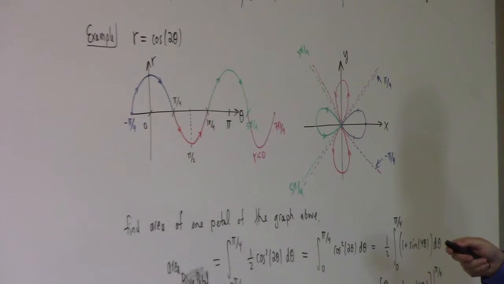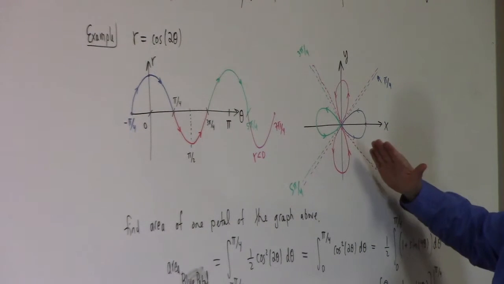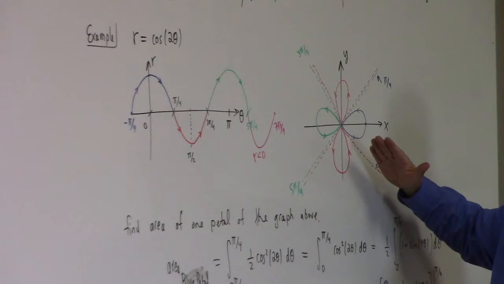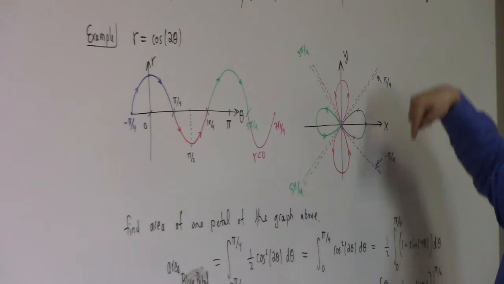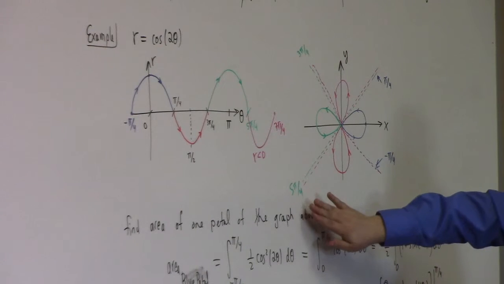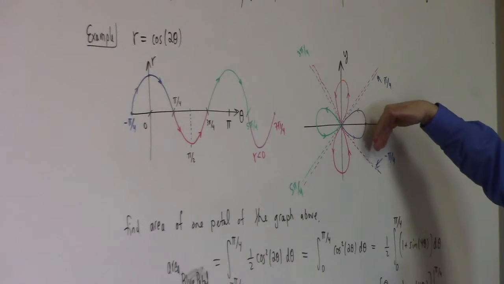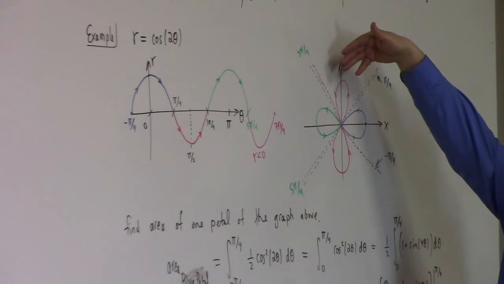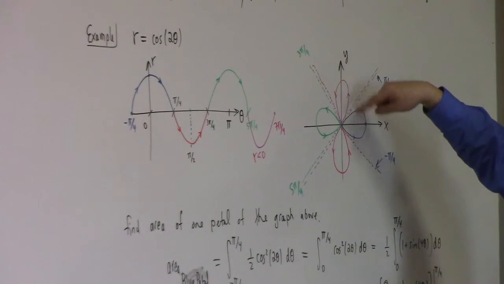And then the pink graph goes from 5 pi over 4 to 7 pi over 4, which would be down here. But the radius is negative, so again we flip up. We reflect the 5 pi over 4 to pi over 4, and we reflect the minus pi over 4, or 7 pi over 4, to 3 pi over 4 up here. That gives us this pink petal.